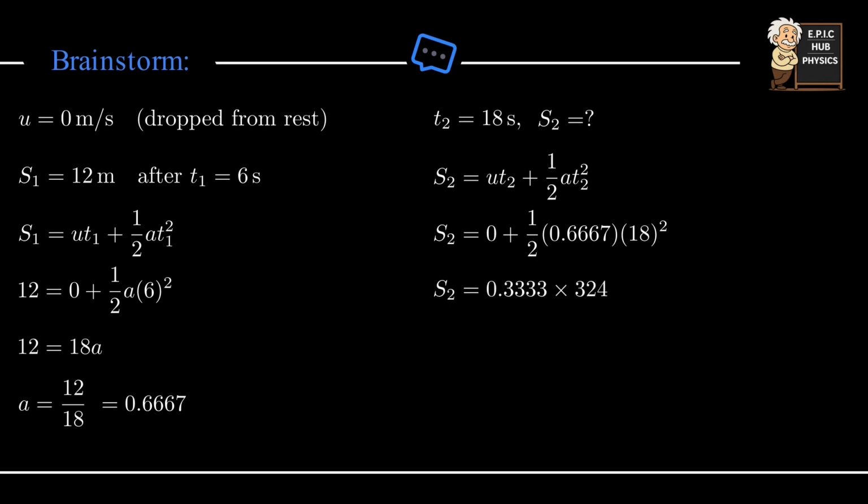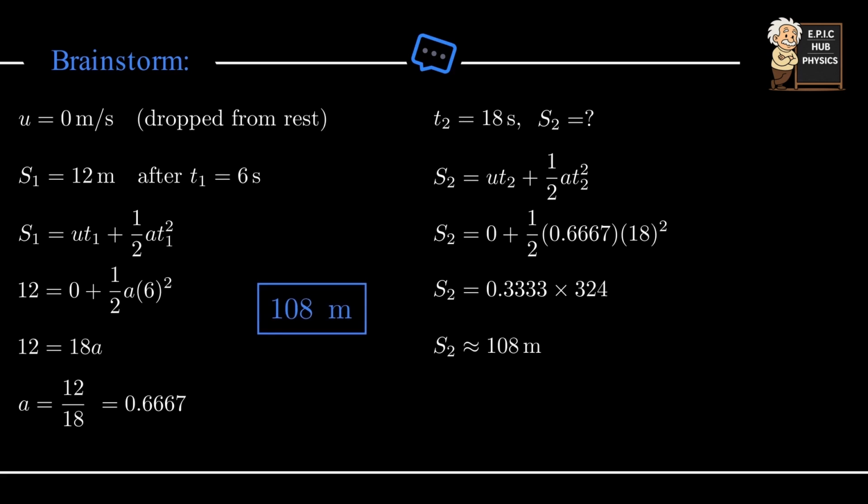So the expression becomes 0.3333 multiplied by 324. Multiplying these values gives approximately 108 meters. Therefore, after 18 seconds, the stone will have fallen about 108 meters from its starting point. This is our final answer.